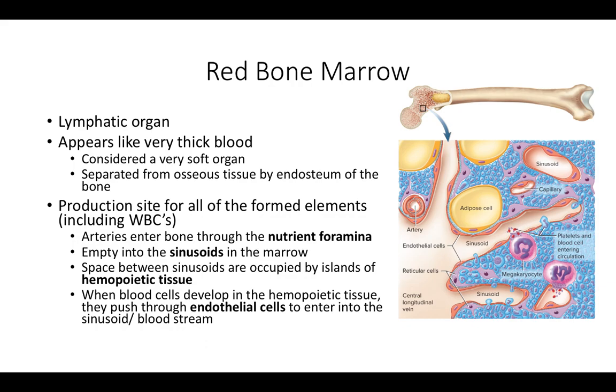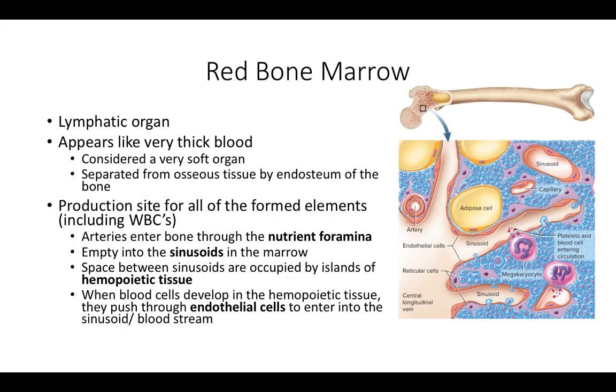And red bone marrow is really important in the lymphatic system because it's the production site for all of our formed elements, including white blood cells. So red blood cells, white blood cells, and platelets all make up our formed elements. But we're going to focus on white blood cells because we know that they have a huge part in our lymphatic and immune systems.